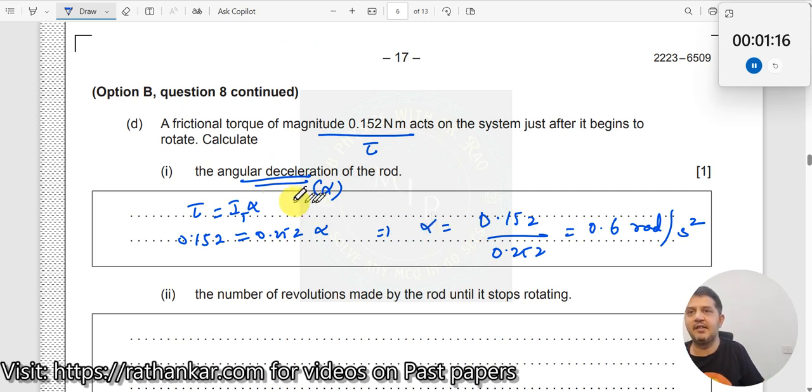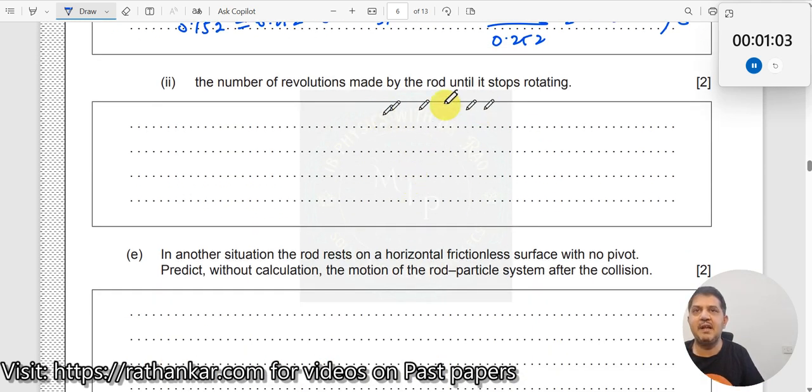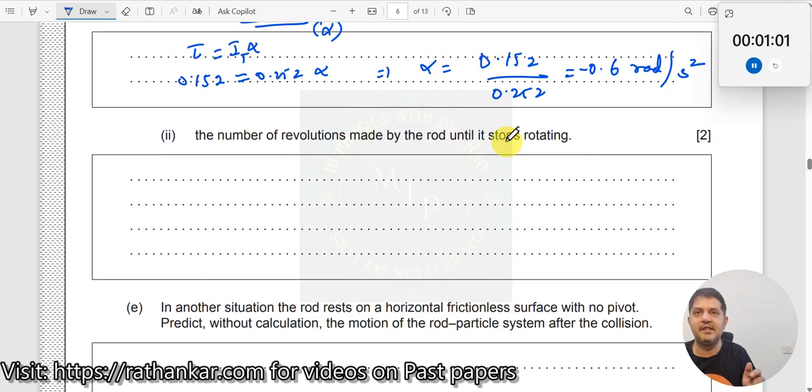Okay, we have written this also. And next, this is deceleration. So what you do is you put a negative sign here. Okay, because it is reducing, because a frictional torque is acting, right? So it means it is slowing down, right? Next, number of revolutions made by the rod until it stops rotating. See, this question also has been connected to this. Number of revolutions. Now we know until it stops rotating.